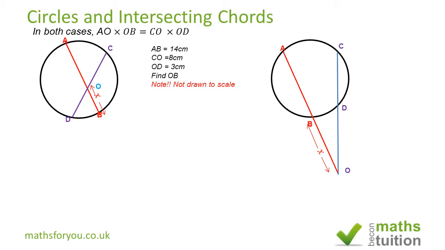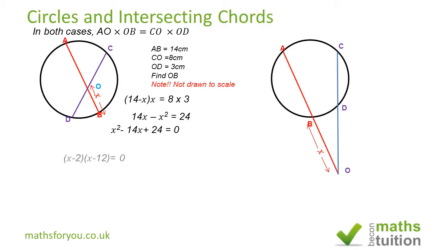Right. If we do the left hand side first, AO is 14 minus X, because all of that is 14 and that's X there. So AO is 14 minus X. OB is X there. So 14 minus X times X is equal to 8 times 3. And when we open up the bracket, we have that 14x minus x squared is equal to 24. When we rearrange, we have that x squared minus 14x plus 24 is equal to 0.